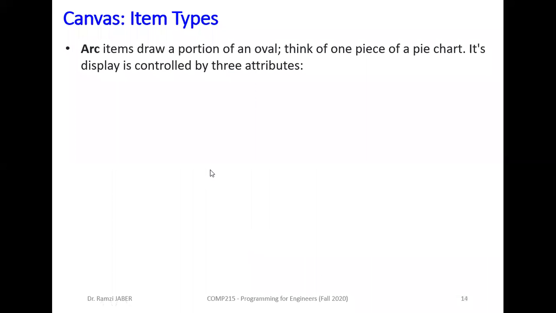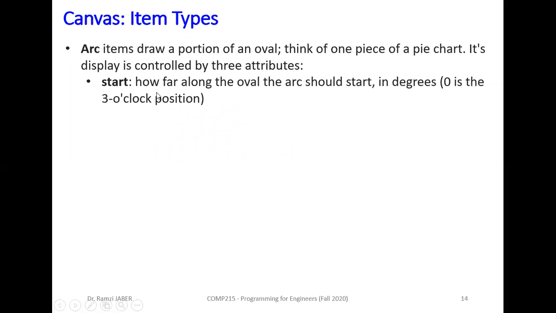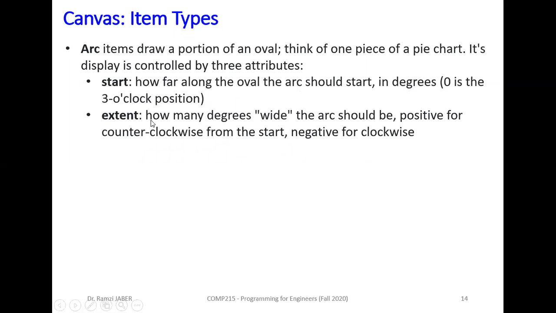Also, we have arc. Arc items draw a portion of an oval. Think of one piece of a pie chart, like a slice of pizza. Its display is controlled by three attributes. Start: how far along the oval the arc should start, for example in degrees, where 0 is the first clock position, like a clock. Extend: how many degrees wide the arc should be. Positive is counterclockwise from the start, negative is clockwise.